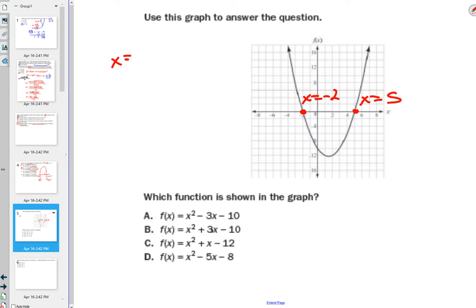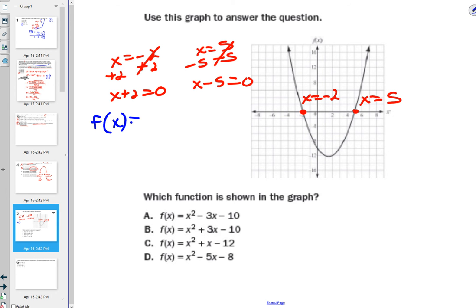If x is going to be equal to -2, remember that when we solve by factoring, we use the zero product property. We make each factor equal to 0. If I were to bring this 2 back towards the x, because I want to make it equal to 0, what would I get? I would get x plus 2 is 0. On the x equals +5, if I were to bring the 5 back over so that x minus 5 is equal to 0, what that tells me is that my two factors should be x plus 2 and x minus 5.